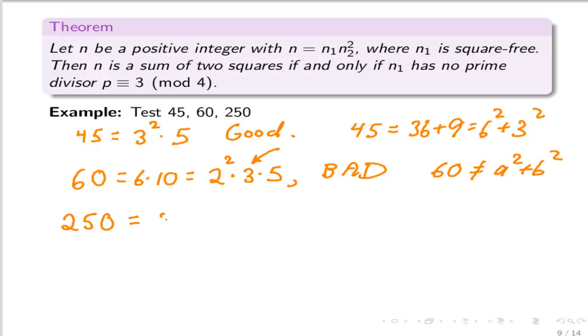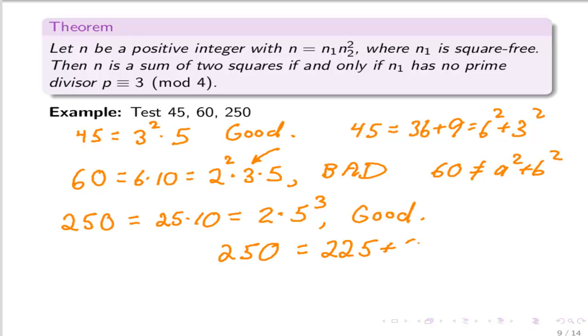250, 25 times 10, so 5 cubed times 2. Both of these are good primes, so I don't even need to worry about the multiplicity. And 250 I can identify as 225 plus 25. So 15 squared plus 5 squared. Now for composite numbers, you won't have a unique representation, as we'll see.